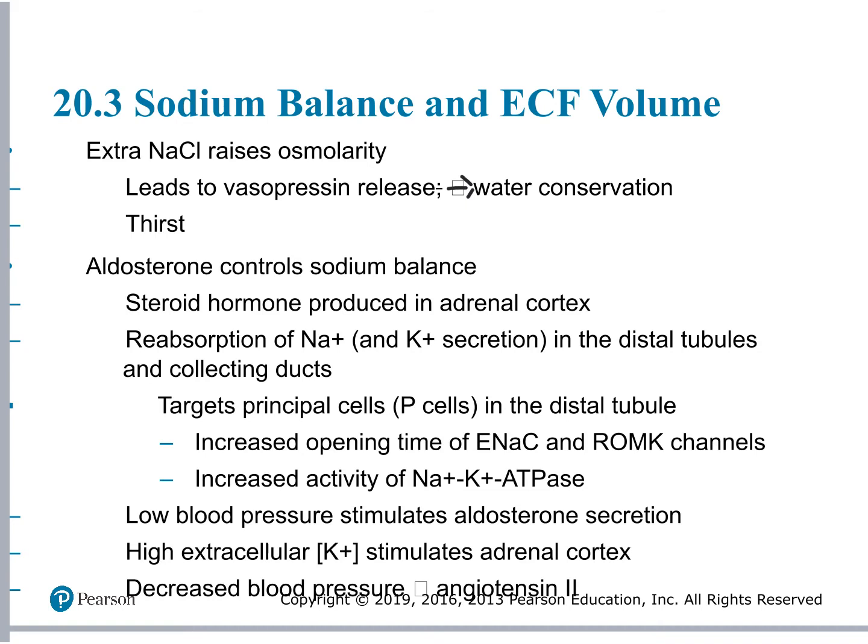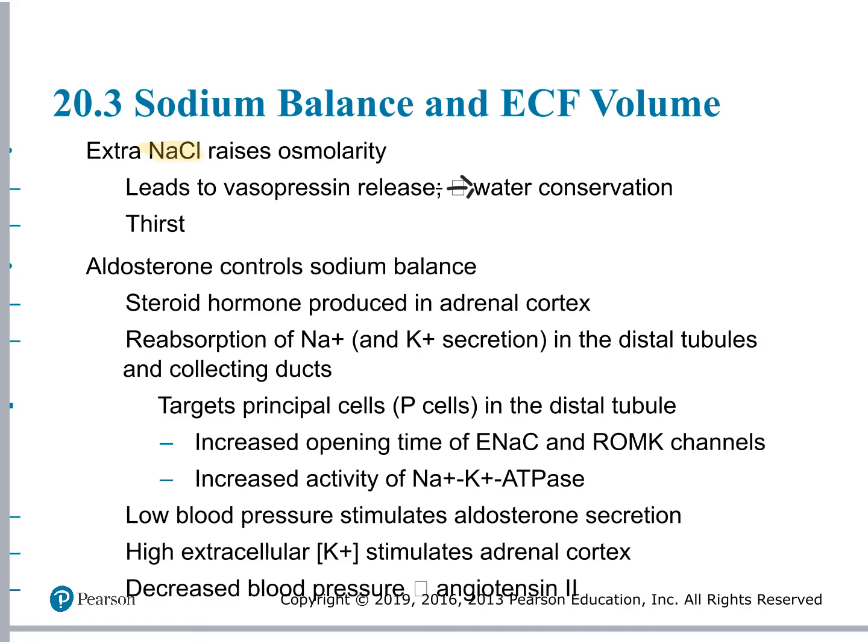Then we have atrial natriuretic peptide, that is ANP, that comes from the heart muscle of the atria. When it's released, it does the opposite of aldosterone. It will lower your blood sodium levels by making more sodium stay inside of the filtrate, so it's not reclaimed by the kidneys. All right, so if we look at sodium chloride balance, wherever sodium goes, chloride follows.